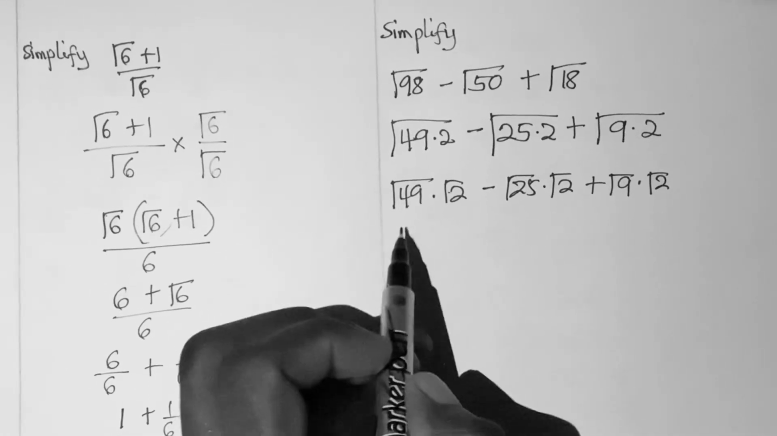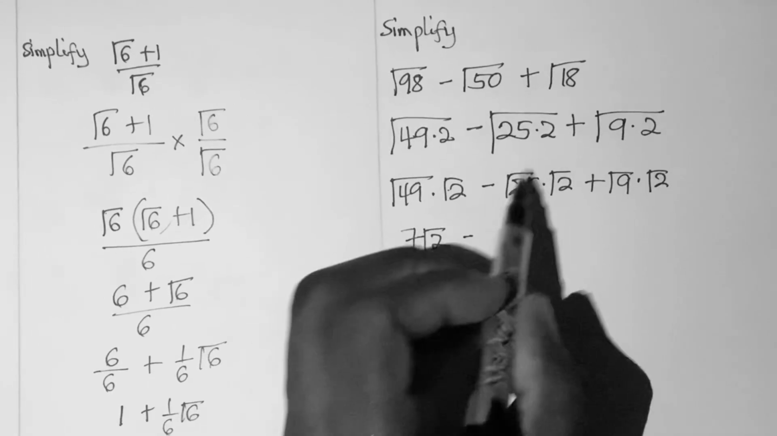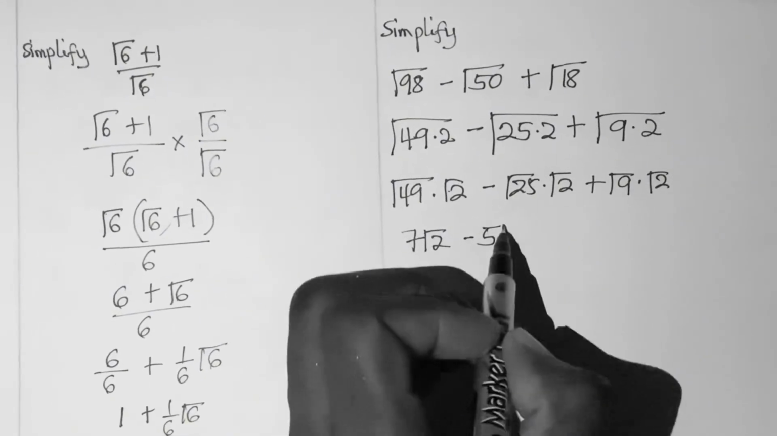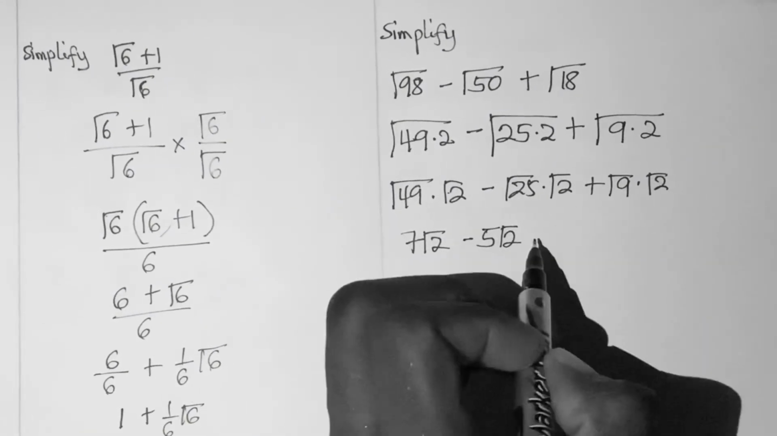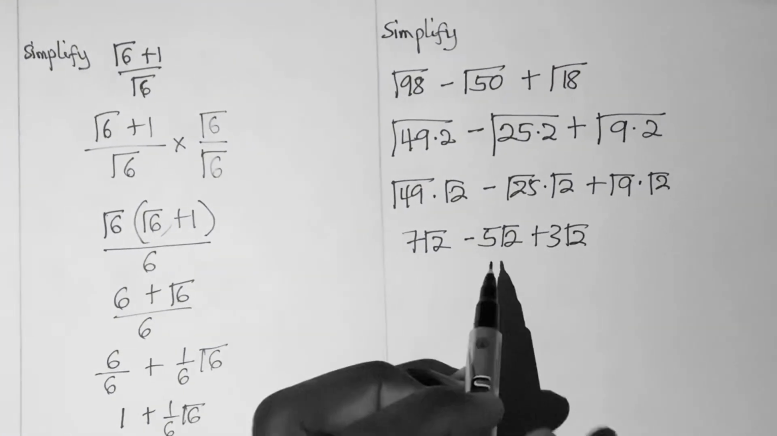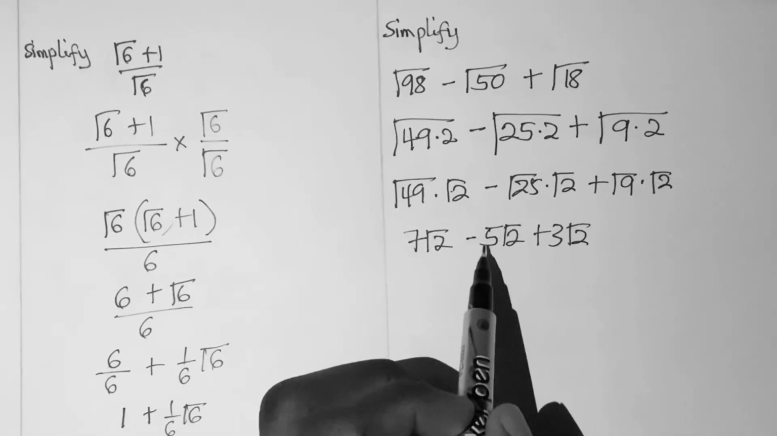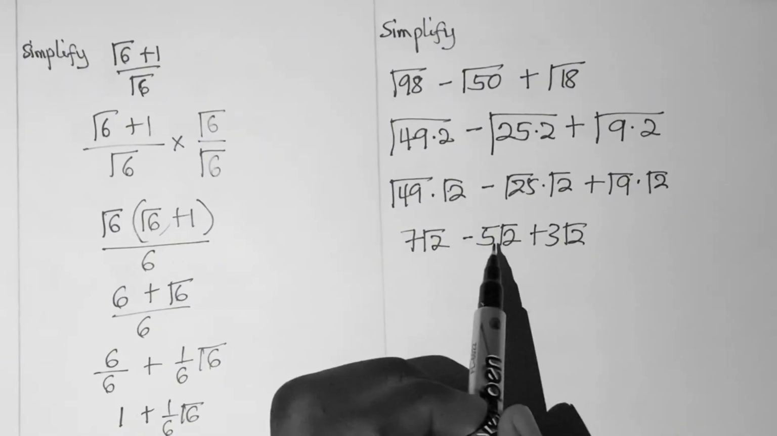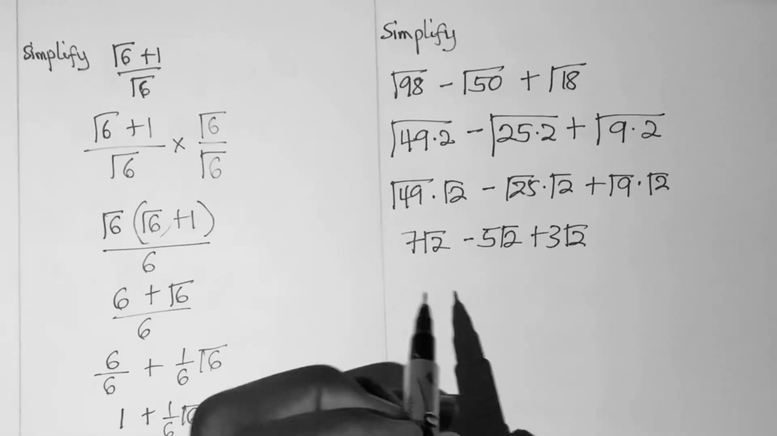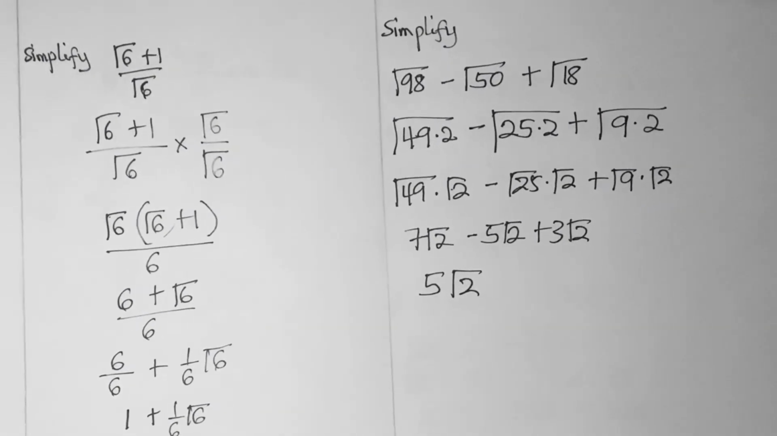So square root of 49 is 7. So here 7 root 2. Then minus square root of 25 is 5. So 5 root 2. Then square root of 9 is 3. So 3 root 2. Now, minus 5 plus 3 root 2 is minus 2 root 2. Now, 7 minus 2 root 2 becomes 5 root 2. So this is the final answer.